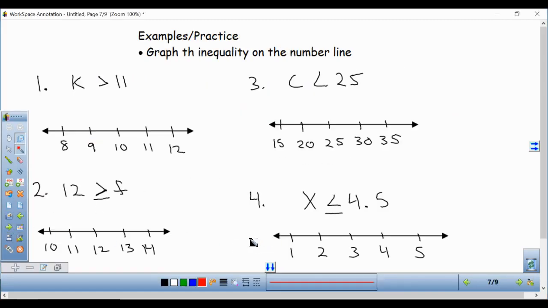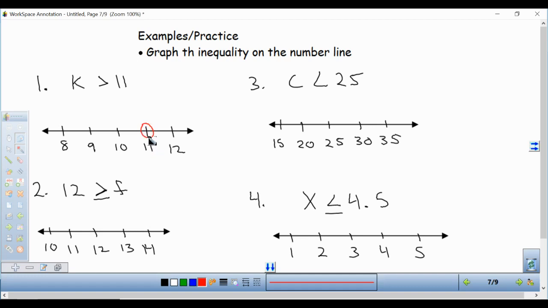So here we've got some examples. If you want to pause the video on any one of these and see if you can solve it on your own, you're more than welcome to. Otherwise, I'm just going to go through and solve each one of these. Number 1 says K is greater than 11. K is greater than 11. So I'm going to find 11. I'm going to put a circle on it.